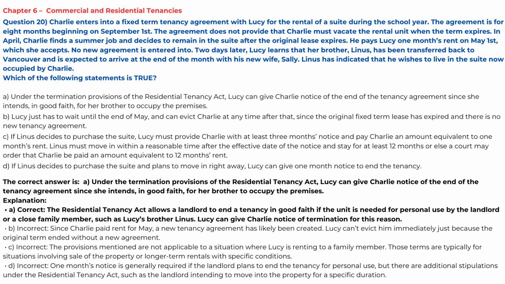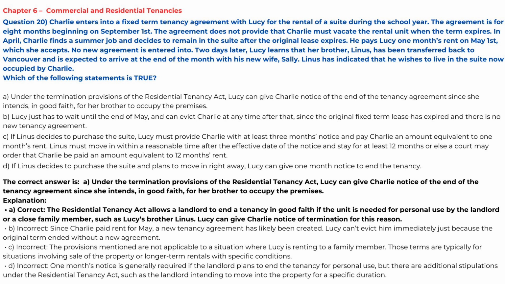Under the termination provisions of the Residential Tenancy Act, Lucy can give Charlie notice of the end of the tenancy agreement since she intends, in good faith, for her brother to occupy the premises. Explanation. A. Correct. The Residential Tenancy Act allows a landlord to end a tenancy in good faith if the unit is needed for personal use by the landlord or a close family member, such as Lucy's brother Linus. Lucy can give Charlie notice of termination for this reason.